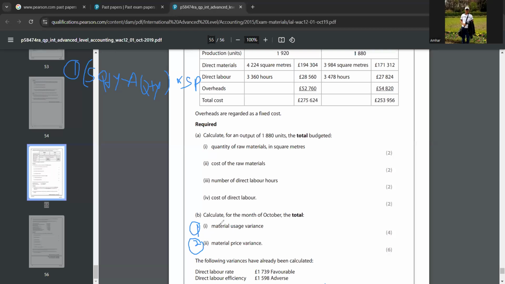So now look at B part. First one, material usage variance. So the equation is standard quantity minus actual quantity into standard price. Here in this question, in this table, you have to take the values. The standard, all these are budgeted and all these are actual figures. So standard means it's budgeted, right? So budgeted quantity. Okay, so this is material usage variance. So I have to take direct material quantity, that is 4,224.